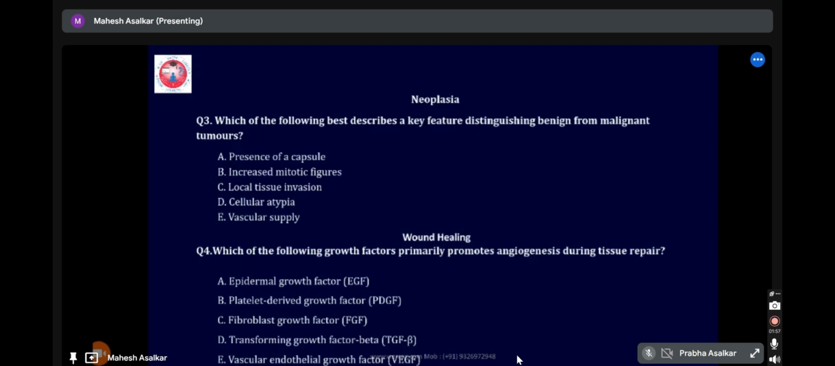And what about option C? Yes, sir. It also represents malignancy. Only option A is towards benign. The rest all is towards malignancy. Among these now B, C, D, what do you feel is the most important? So cellular atypia is associated with malignancy, sir.